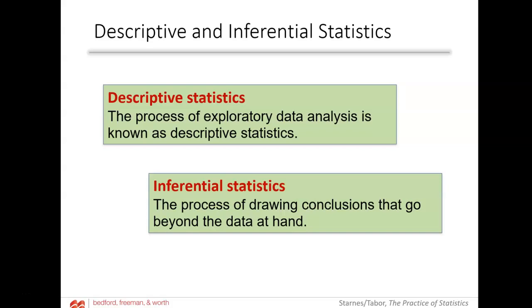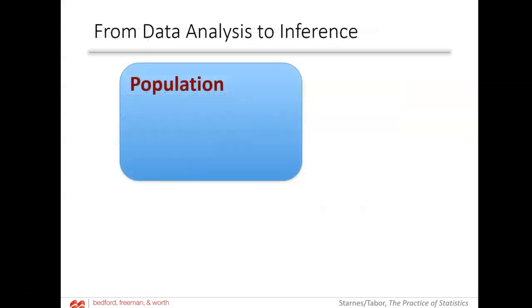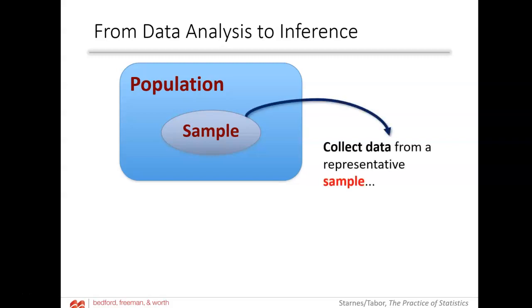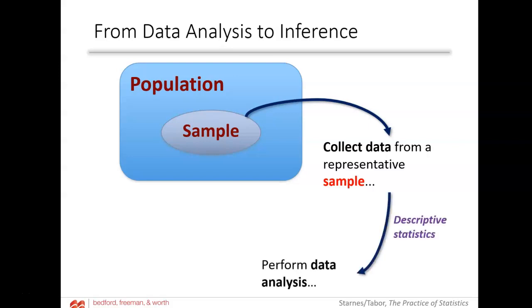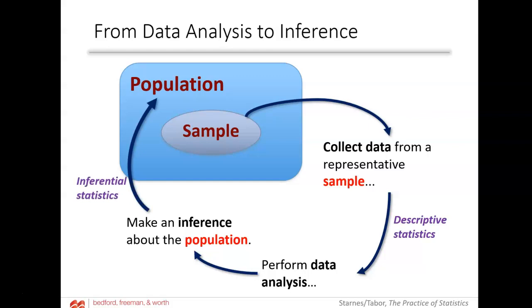Inferential statistics is the process of drawing conclusions that go beyond the data. That's a little hard for you to understand right now because you don't have a lot of experience with it. So here's the population. From within the population, we can take a sample of data because it's not feasible to get the whole population's information, whether not possible or not financially possible, whatever the issue is. So we're going to collect data from a representative sample.